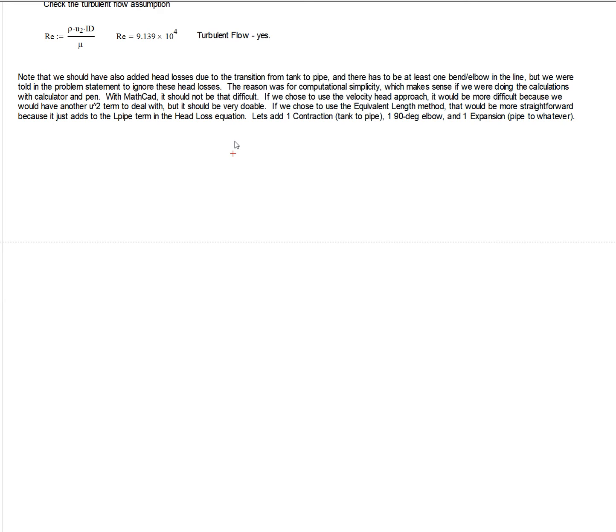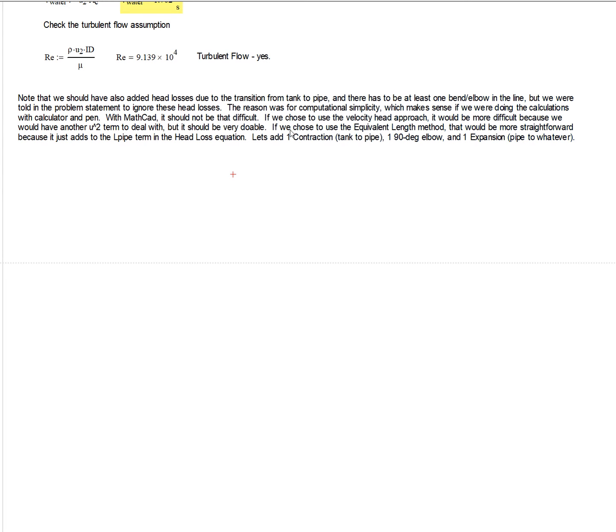But what I want to do is to add the head losses due to the transitions from the tank to the pipe, so constriction. And then, based on this, there has to be at least one bend or elbow. And so I want to do that. We're going to add one contraction from the tank to the pipe and one elbow, and then one expansion where we're going from the pipe to, say, another tank.